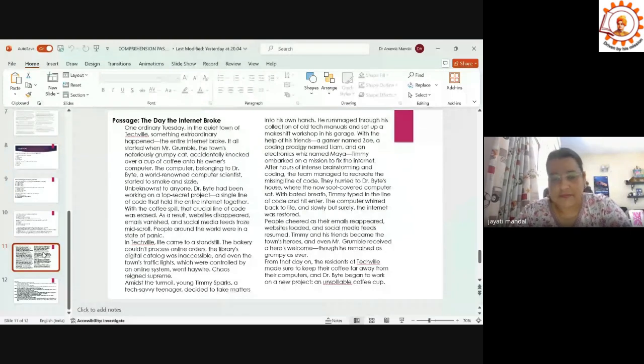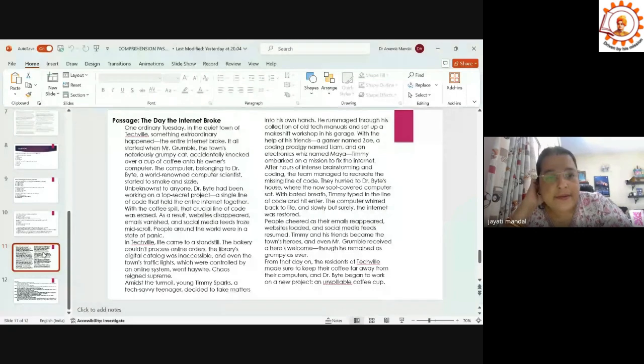Notorious is a very disgraceful type. That is, here we can say infamous, someone who is busy doing all kinds of misdeeds. That kind of grumpy cat, a very irritable type of cat, accidentally knocked over a cup of coffee into his owner's computer. The computer belonging to Dr. Byte, a world-renowned computer scientist, started to smoke and sizzle.